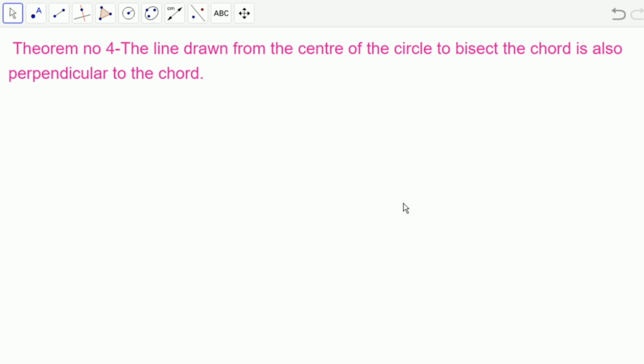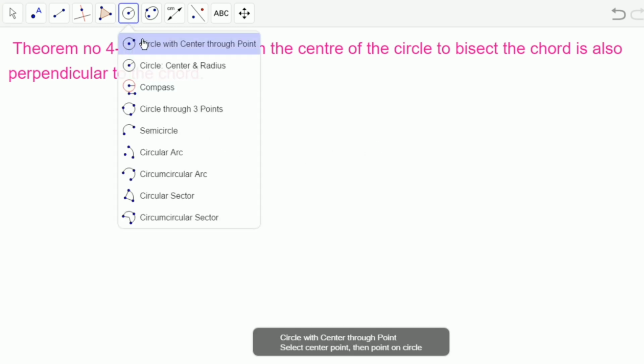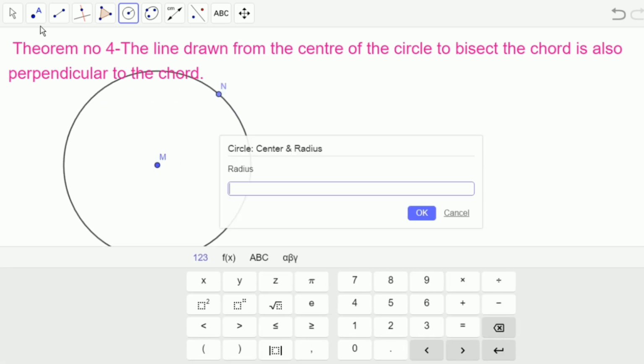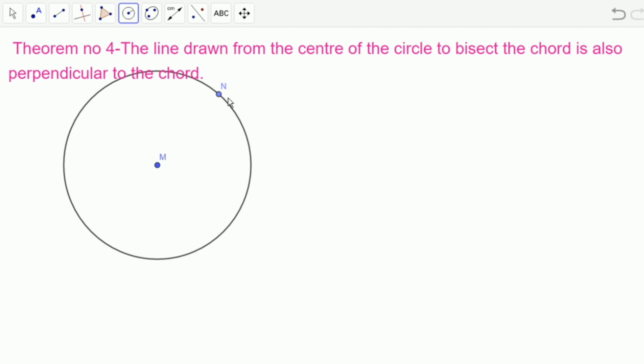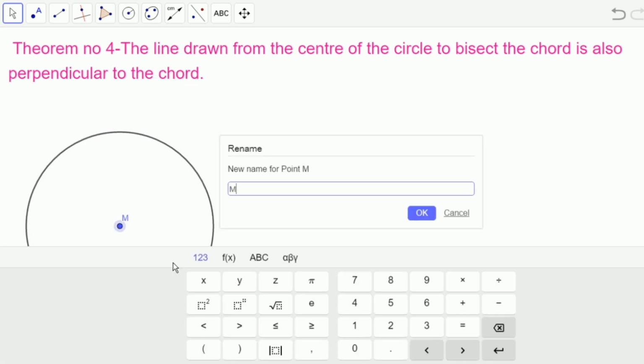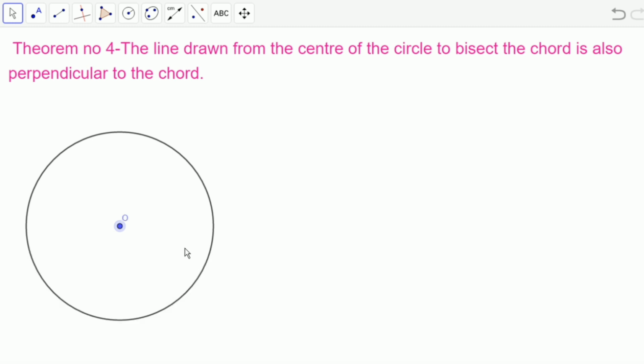The next theorem says that the line drawn from the center of the circle to bisect the chord is also perpendicular to the chord. It is just the converse of the previous case, right? It is the converse of the previous case. We will see it. Also, let's rename the center first.